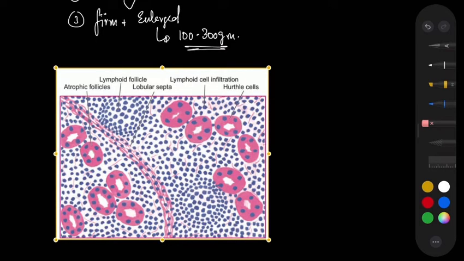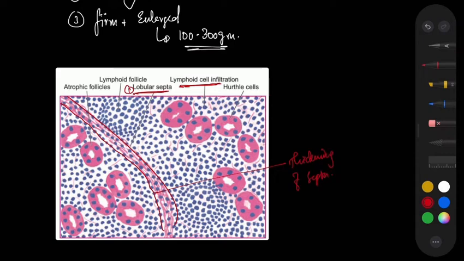Now we're going to discuss the microscopic features. What do we see here first? There is an increase in lymphoid cells. We see lymphoid cell infiltration. We also see, look at the lobular septa here. We're seeing thickening of the fibrous septa. This is fibrosis.